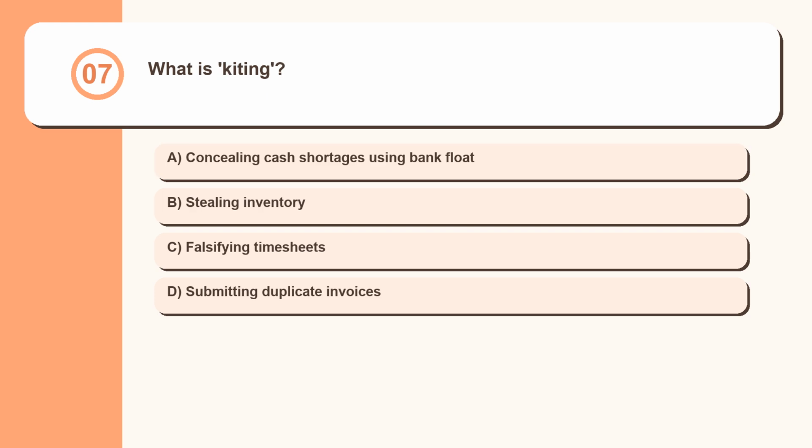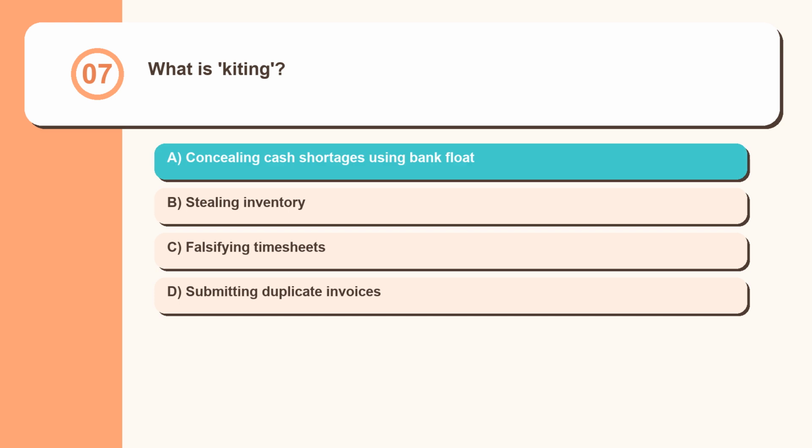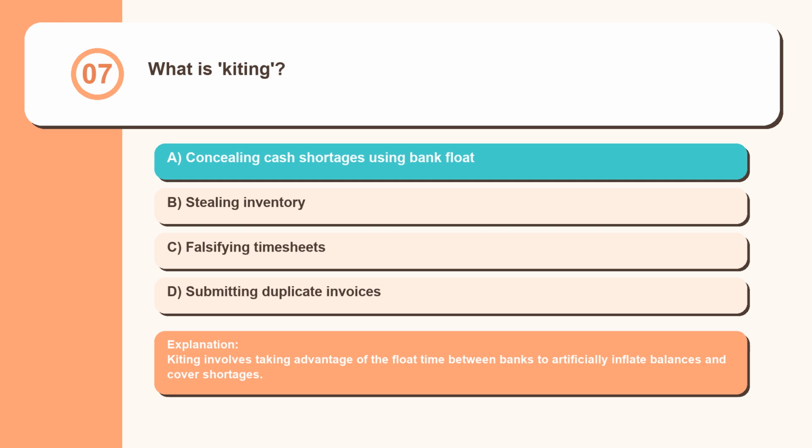Question 7. What is kiting? Concealing cash shortages using bank float, stealing inventory, falsifying timesheets, submitting duplicate invoices. Kiting involves taking advantage of the float time between banks to artificially inflate balances and cover shortages.